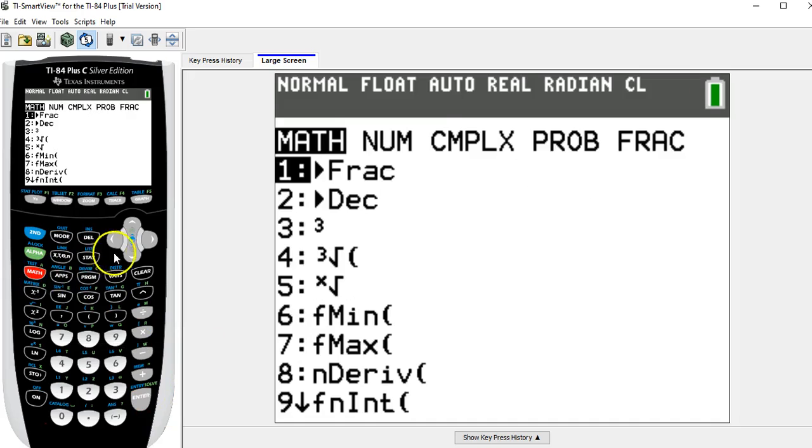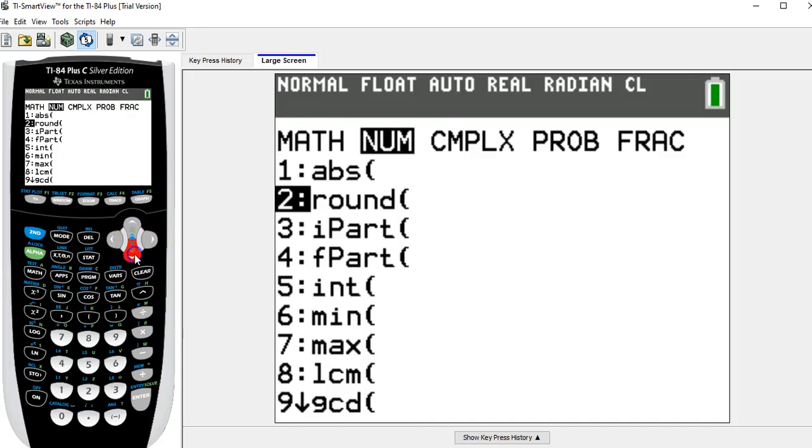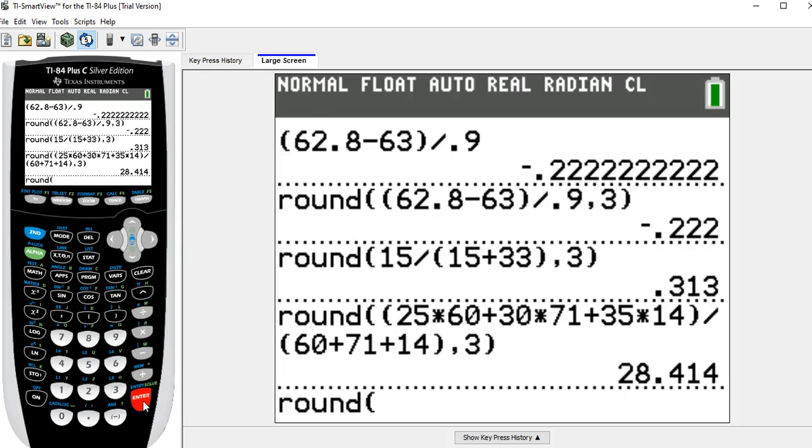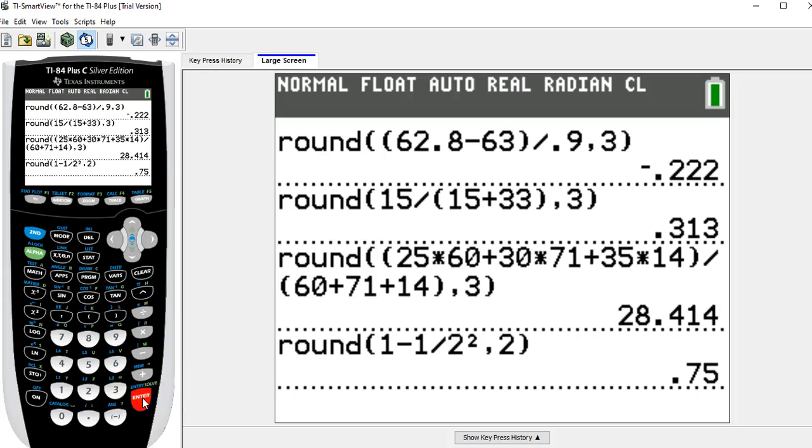I'll go math, num, round, and the question says 1 minus 1 divided by 2. And now to square a number, you see this button here, it says x squared. That'll just square that 2 in there. Close the parentheses. Whoops, nope, I want to go comma to round this to 2 decimal places, comma 2. Now close the parentheses, and I get 0.75 correct to 2 decimal places.